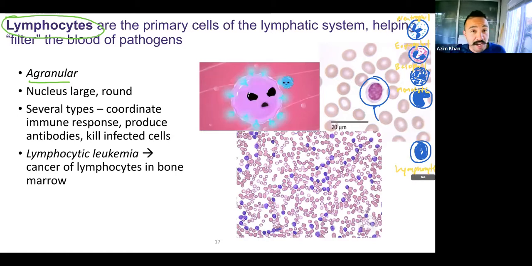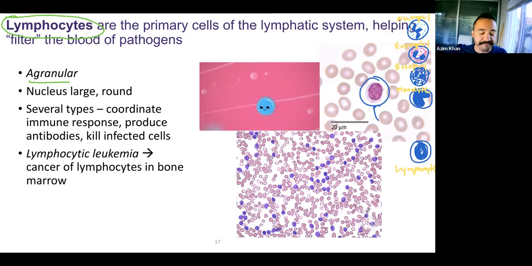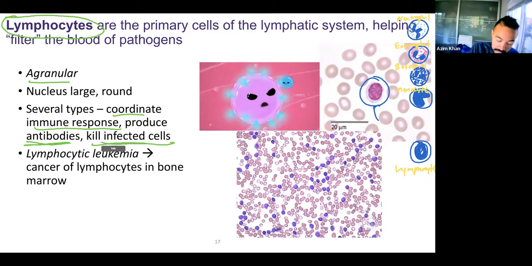There are actually several types of lymphocytes. We'll talk about a couple of the different types when we get to the lymphatic system, but we'll get to that later. Overall, what can they do? They have varied functions. Some of them can help act like generals of the immune system. They can coordinate an immune response by releasing chemicals and telling other cells what to do. Some of them can produce antibodies. Antibodies are these proteins that can bind onto pathogens and help basically tag them for destruction or prevent them from doing further harm. Some lymphocytes can also kill infected cells.